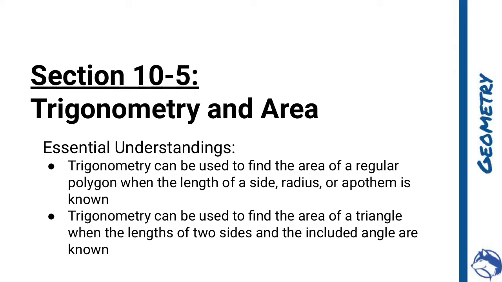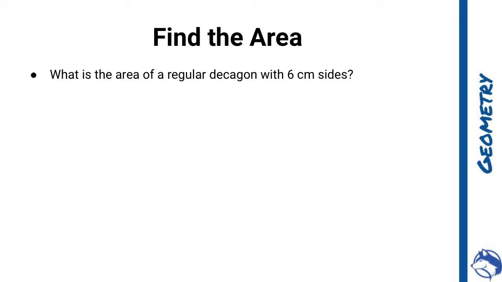All right, so we're going to talk about trigonometry and area today. So we're going to start off with two review questions. And so we're going to do the area of regular polygons, and we kind of have already seen this before. And then we're going to do trigonometry to find the area of a triangle when the lengths of two sides and the included angle are known. So this is a review.